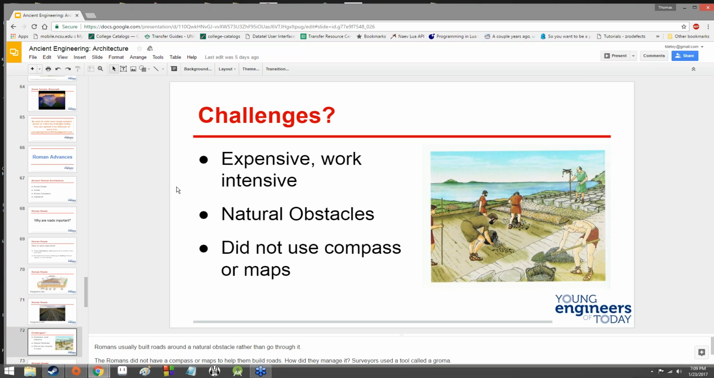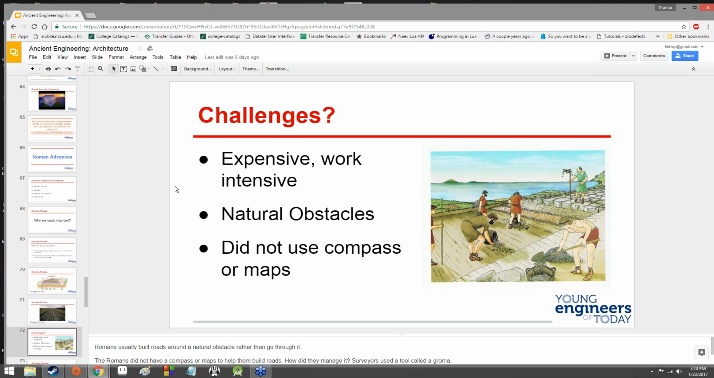And they did not use a compass or maps because those sorts of things didn't really exist in the sense that we think about them today. We can certainly, even like 30 years ago, use maps and compasses and special measuring tools to figure out what direction the road's going to go in. Nowadays we can use GPS and plot it out and use that in combination with special measuring tools. Of course, they didn't have any of that stuff back then.